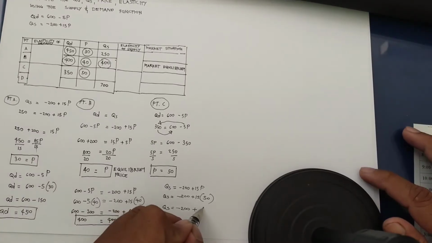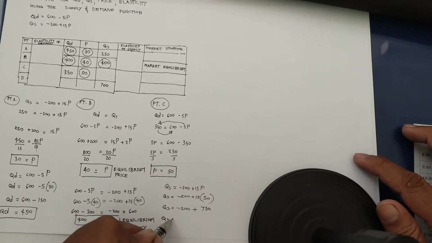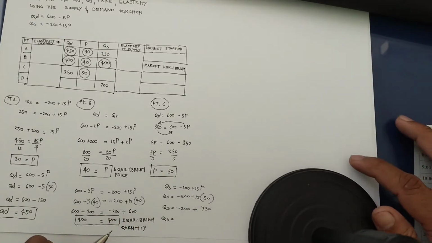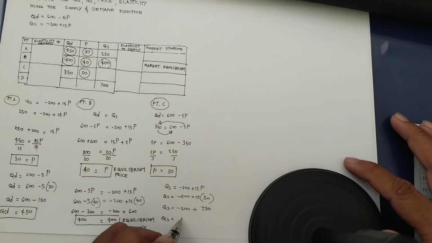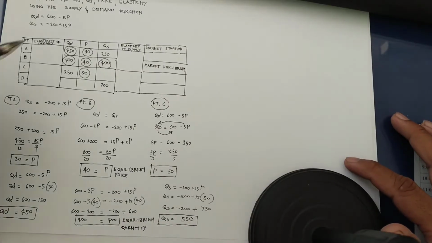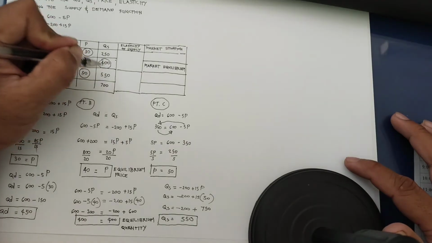So that would be 750. So our quantity supply is equal to 550. So we have 550.